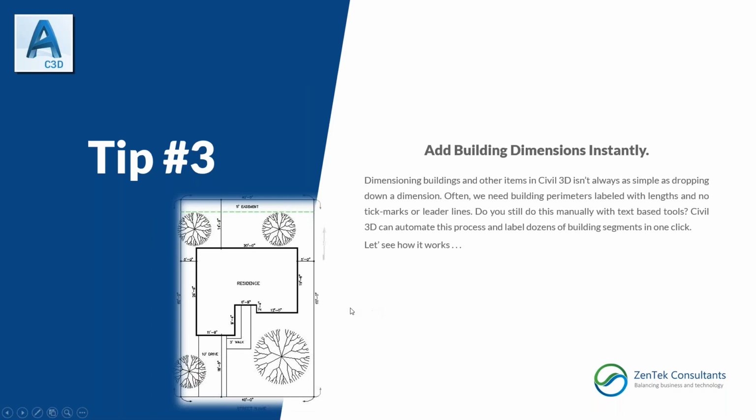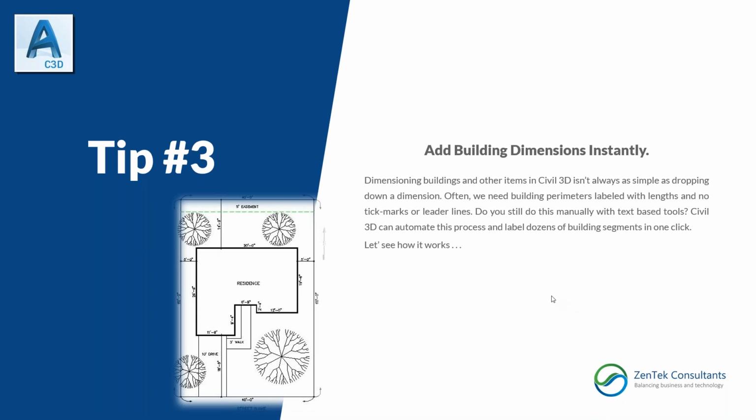All right, so tip number 3 is about building dimensions, and this one is actually really, really easy but very useful. In the civil world, we don't dimension the way that architects do. A lot of times we're going from building corners to lot corners. We need to put in the individual segment lengths on our buildings as labeled, like you see here. It's not typical, and I see a lot of folks struggle with that.